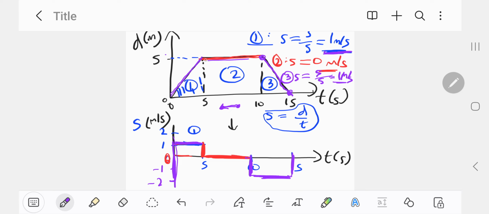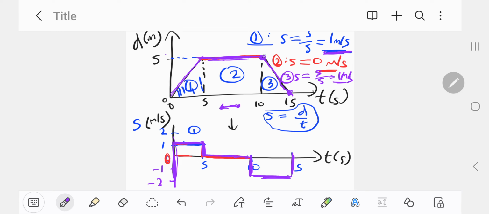But after 5 seconds, you're standing still at 5 meters. You're not going anywhere. It's a flat gradient. Okay, that means your speed's going to 0. So you drop from 1 straight down to 0, and that stays 0 from 5 to 10 seconds.